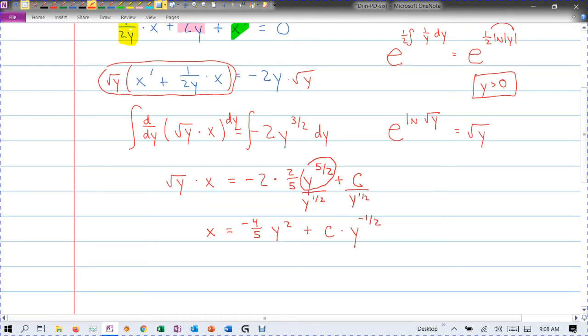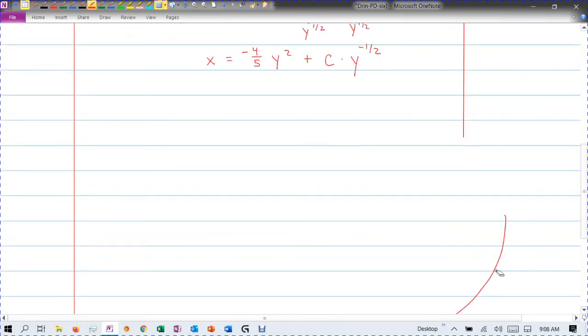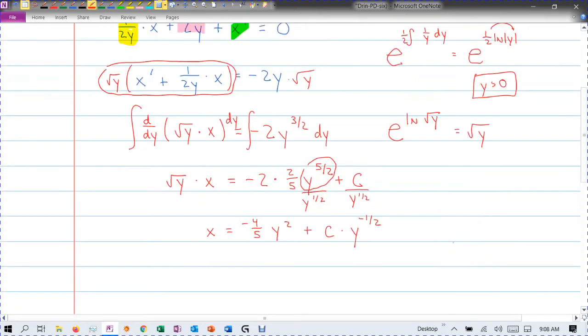All right, and that should be it. Let me just double check it. Yep, it looks good. So that is our general solution. It's actually a function of y. X is a function of y, and it's only valid if y is greater than 0.